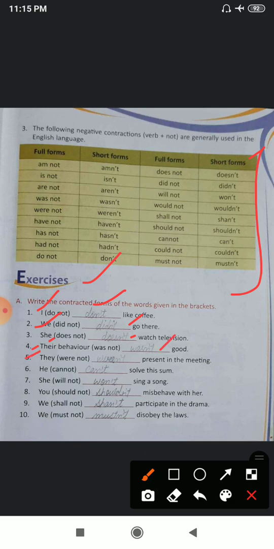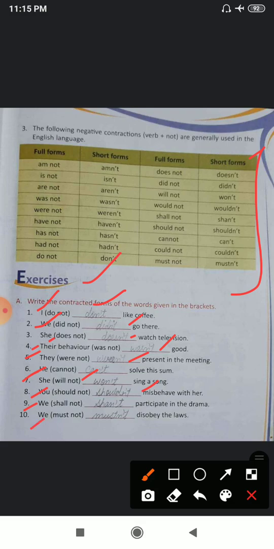Number 5. They were not present in the meeting. So it will be weren't. Number 6. He cannot solve this sum. So it will be he can't. Number 7. She will not sing a song. So it will be won't. Number 8. You should not misbehave with her. So it will be shouldn't. Number 9. We shall not participate in the drama. So it will be we shall not.